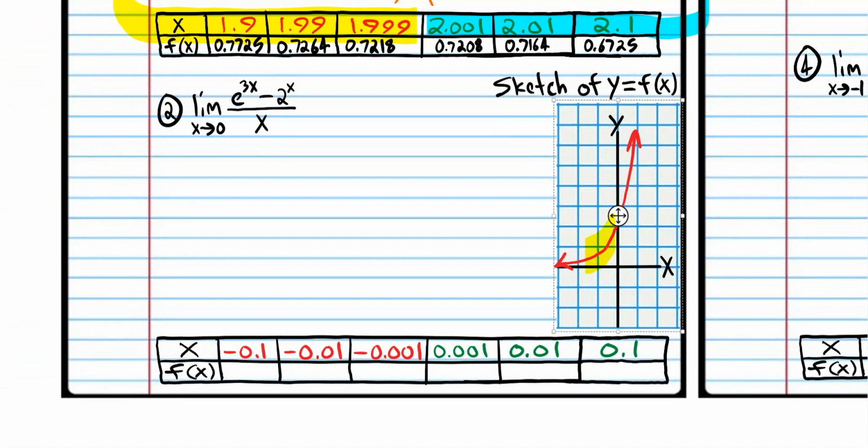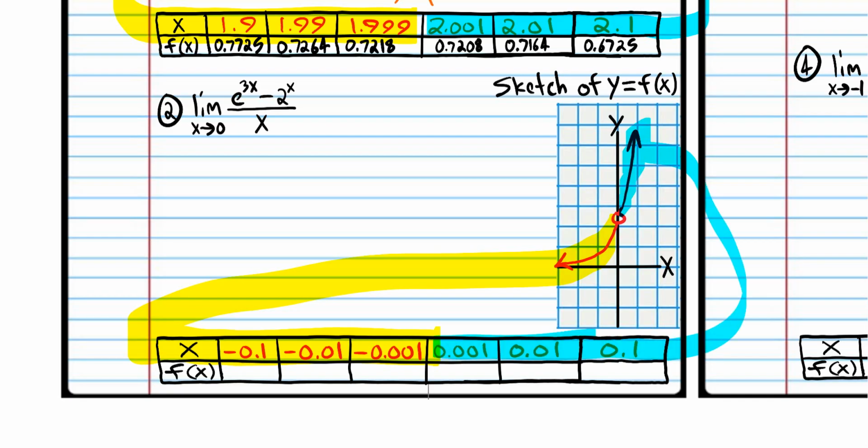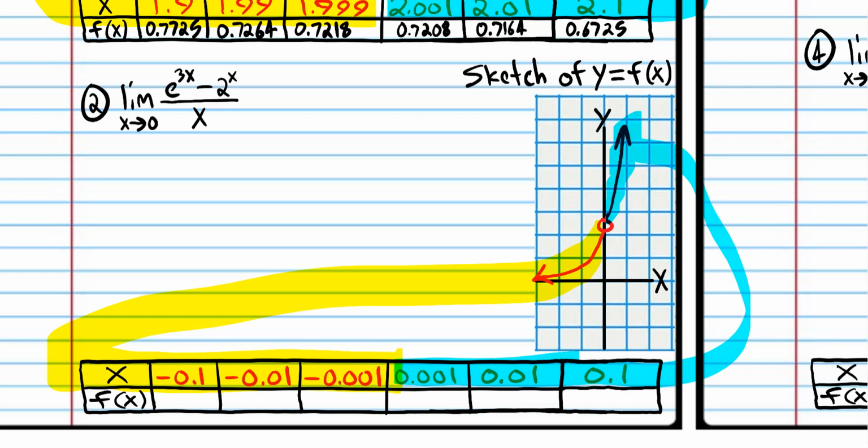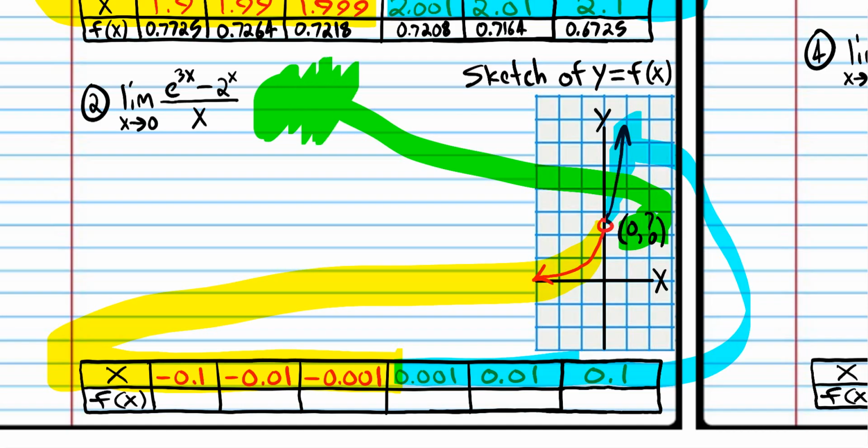So what we're going to do is we're going to approach from the left. X is going to approach 0 from the left, and x is going to approach 0 from the right. So we're looking for the y value of that hole. We know the x value is 0, right? But what is the y value? So you see the green over here? That's what we're looking for. That y value of that hole is going to be the value of the limit. But again, there is no y value of that graph, so be aware of that.